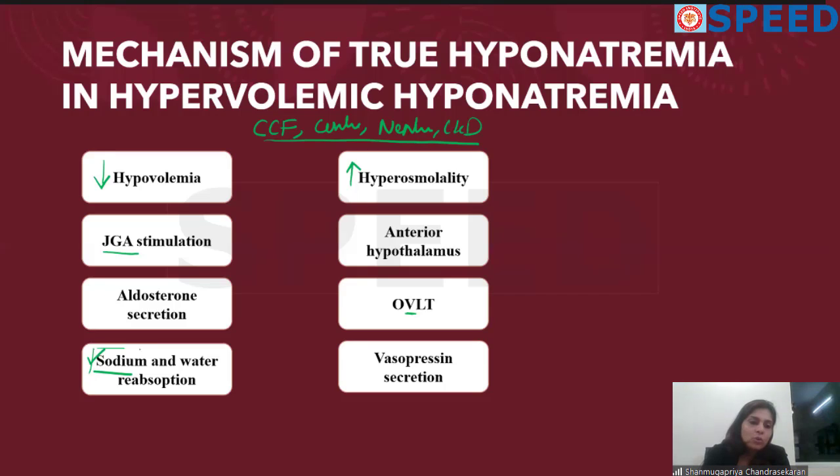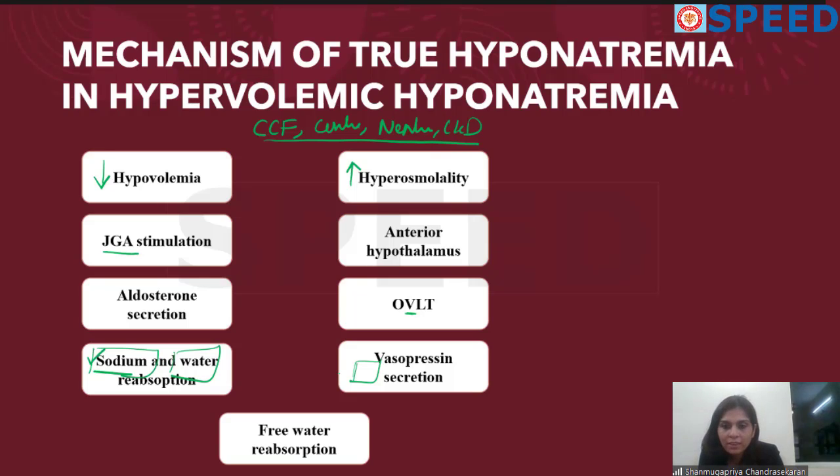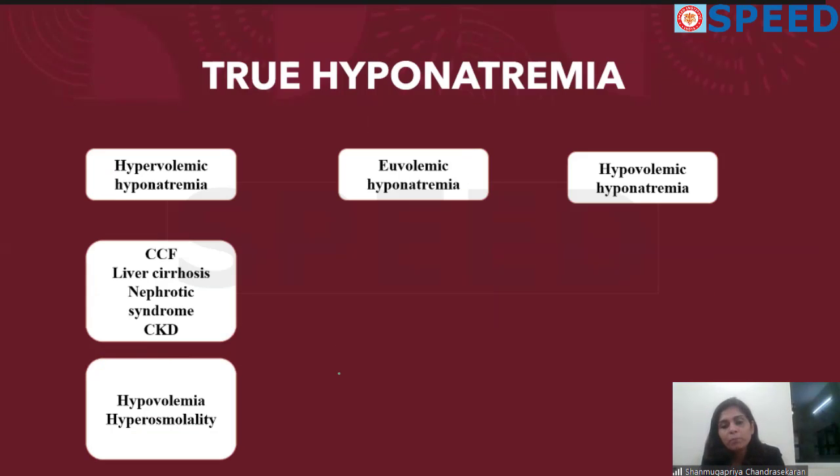So on one hand, there is sodium and water reabsorption. On the other hand, there is only water reabsorption. So predominantly water is getting reabsorbed more than sodium. So that causes hyponatremia. Why do you get an increase in free water reabsorption? Because on one hand, sodium and water get reabsorbed, in which case sodium level will not be altered. But simultaneously, vasopressin causes an increase in only water reabsorption. So that causes an increase in free water reabsorption, and that causes hyponatremia.